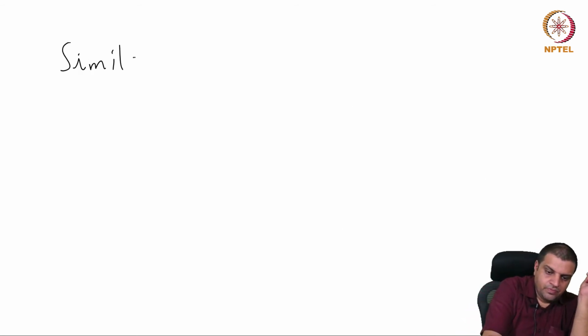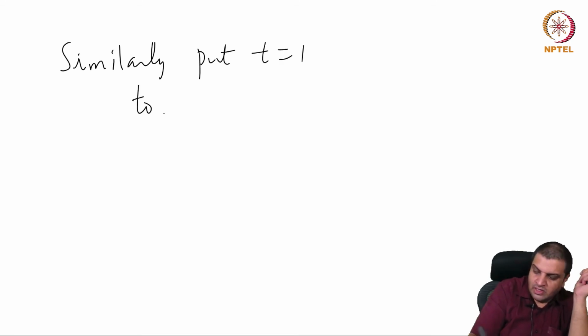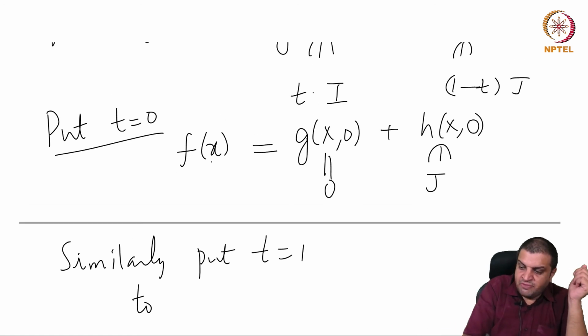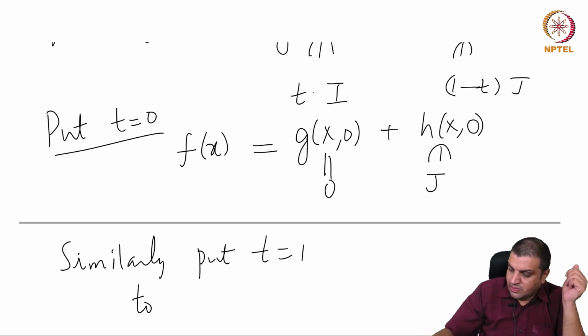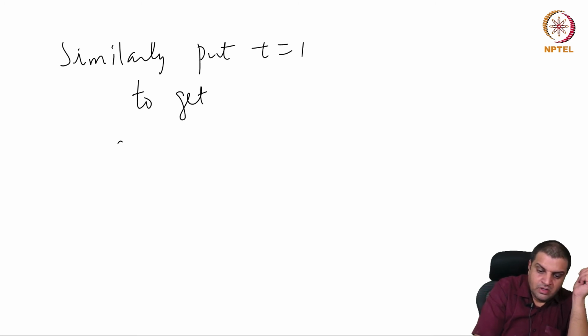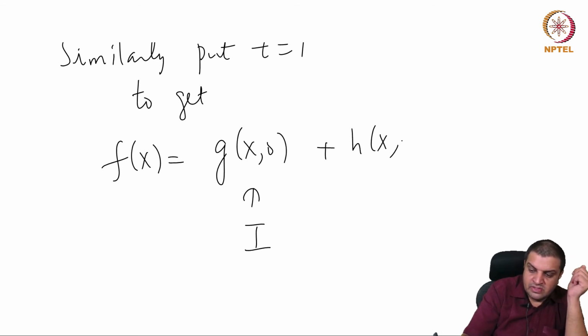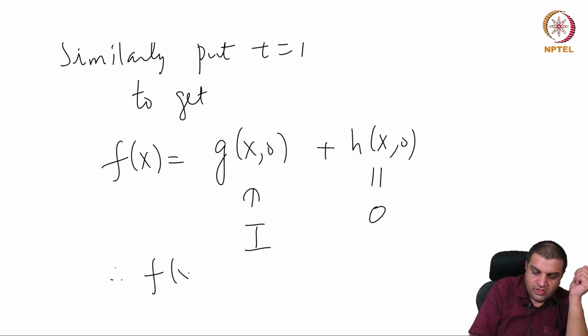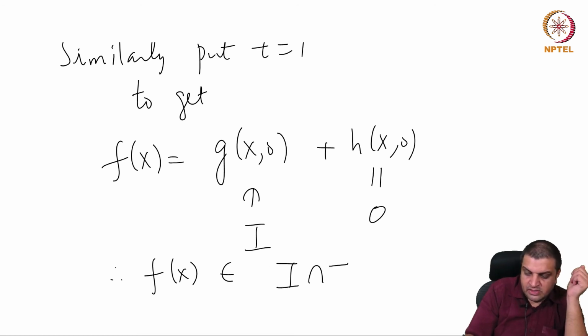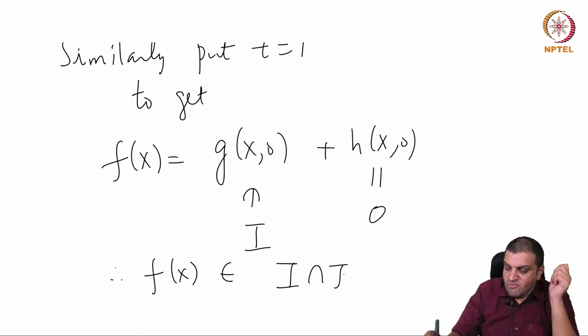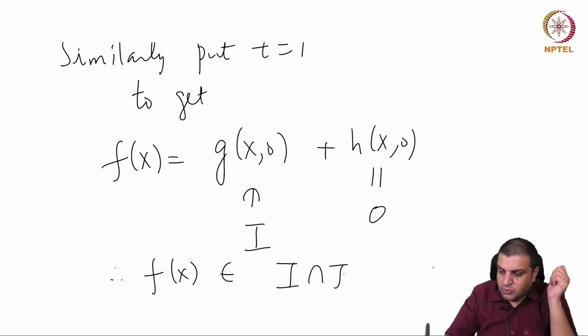Similarly, put t equals 1 to get, so this says that f of x is inside J. That's what we just concluded. To get f of x equal to g of x, 0, this is inside I, plus h of x, 0, which is 0. Therefore f of x is inside I intersect J. So this is the proof of this theorem.